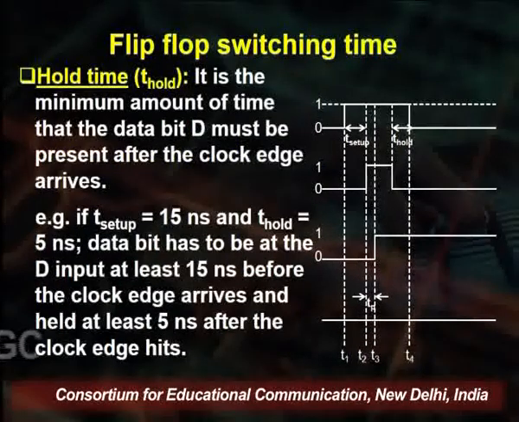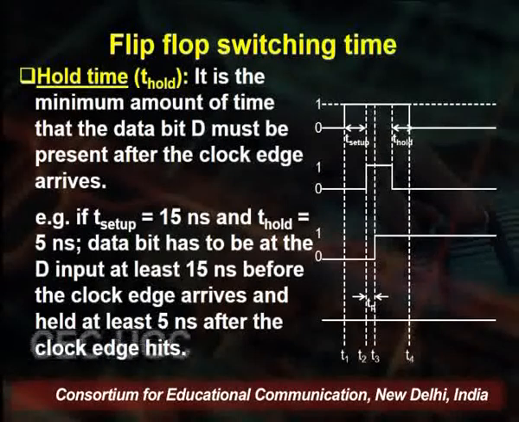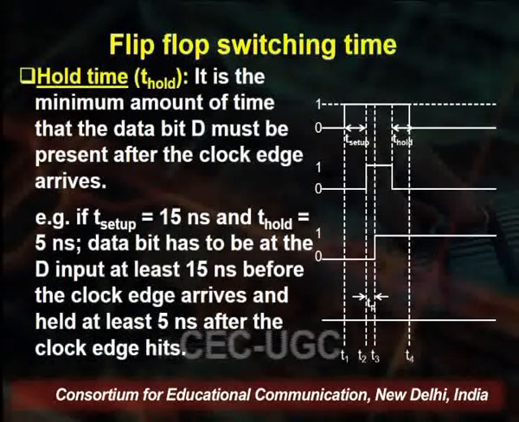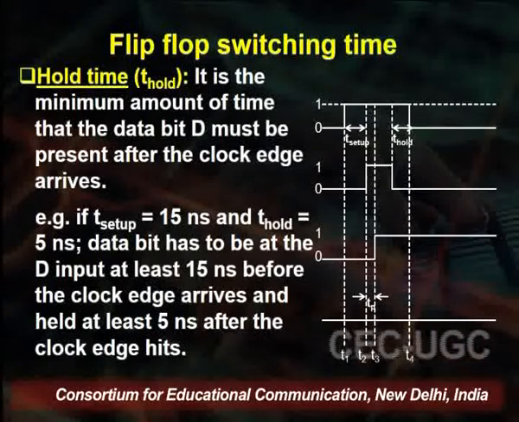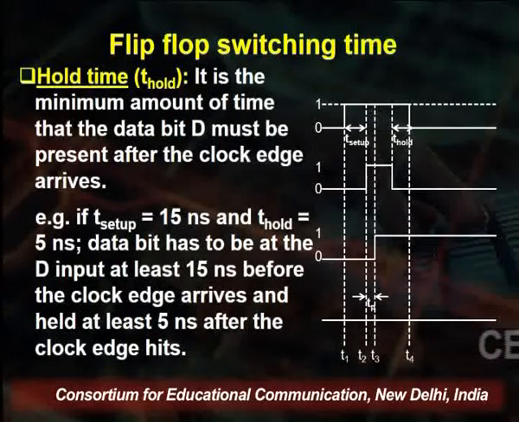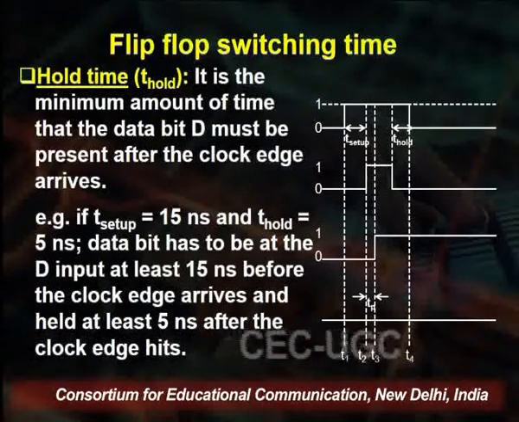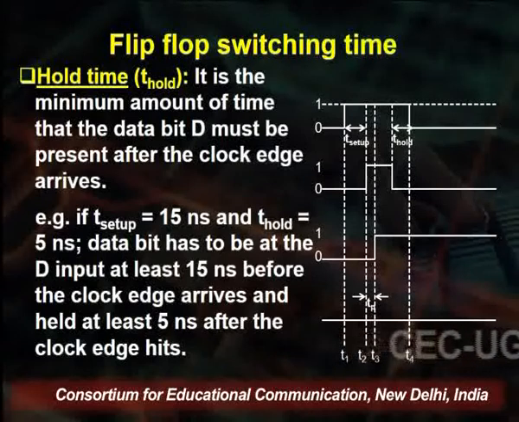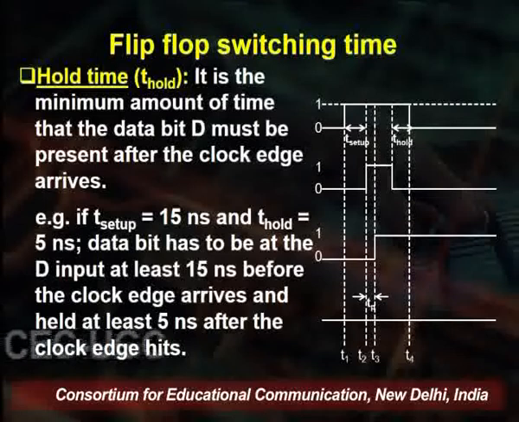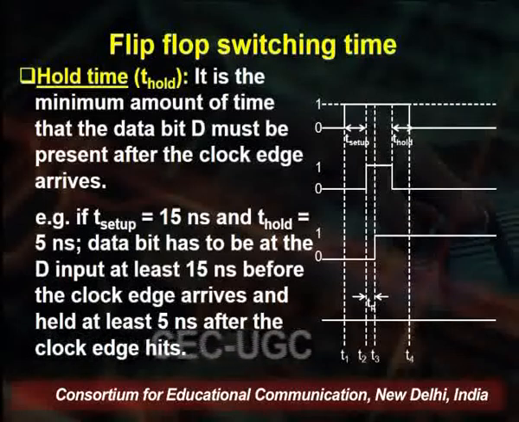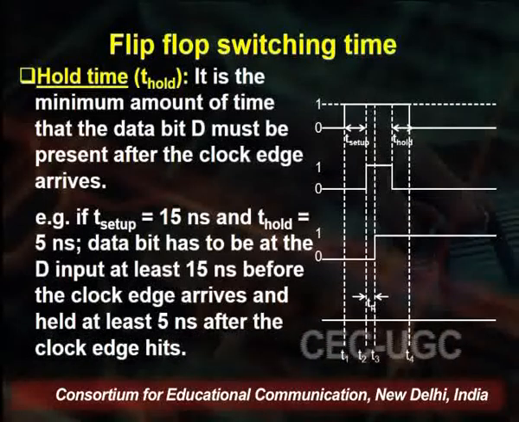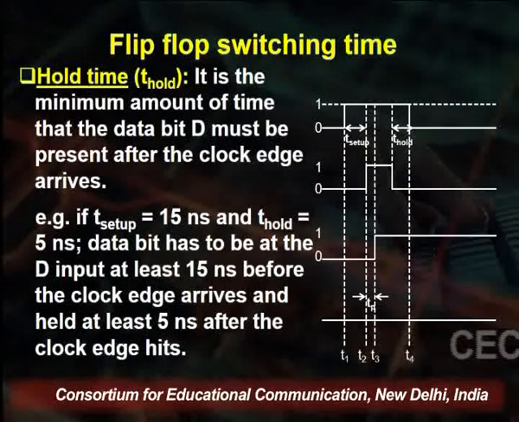The third one is the hold time. Hold time is the minimum amount of time that the data bit D, in this case for the D flip-flop, must be present after the clock edge arrives. That is, the clock edge comes and the data is processed, and the same data should be present for a certain amount of time after the clock edge comes and goes.